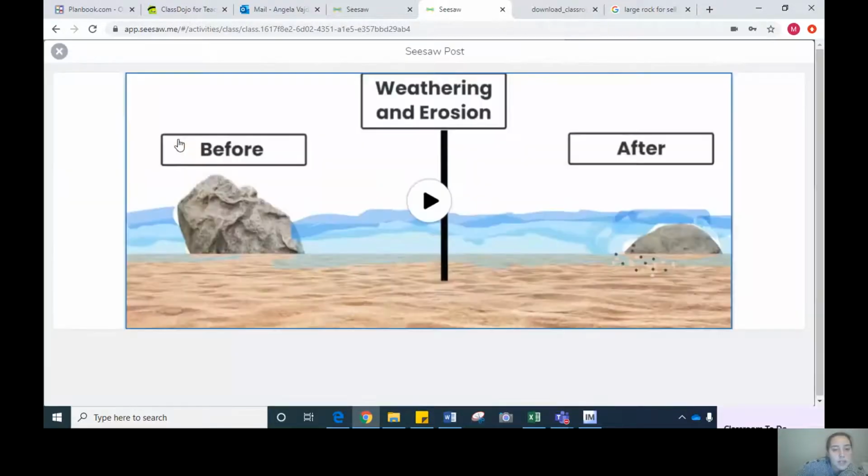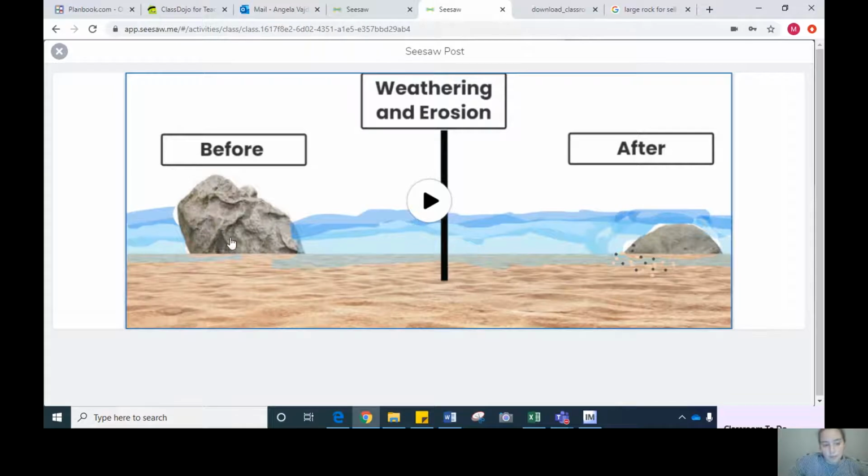So this is my example, and if you see this play button right here, I was able to record myself speaking and explaining my picture, but I tried to record this video earlier, and I noticed that when I pressed play, you weren't able to hear what I said. So I am just going to explain my weathering and erosion example on the video, and then when you log into Seesaw, you can click play and you can hear exactly the same thing that I'm about to say that I already recorded for you.